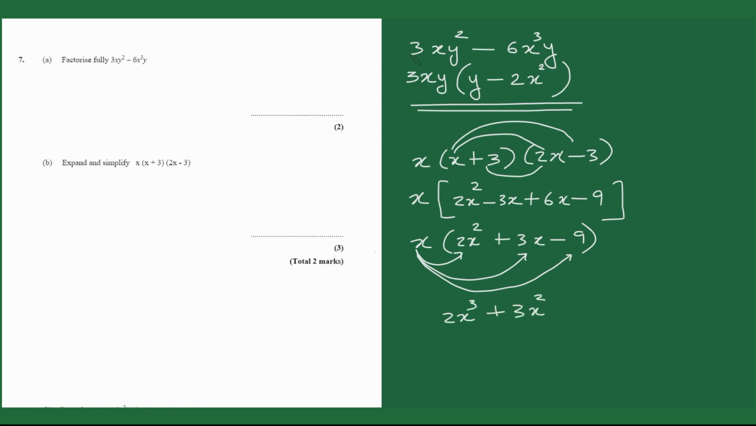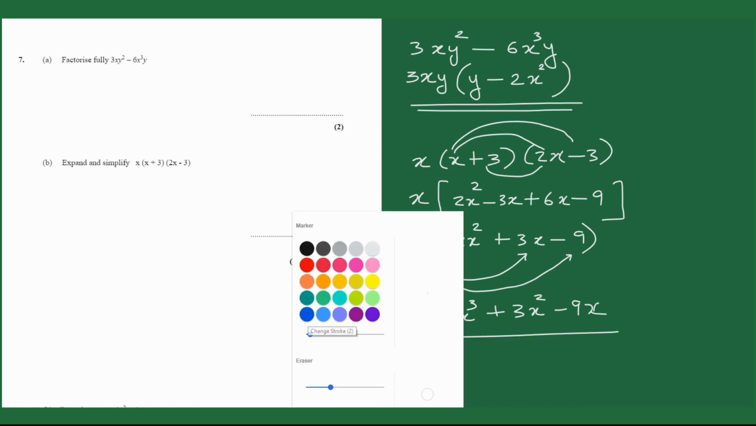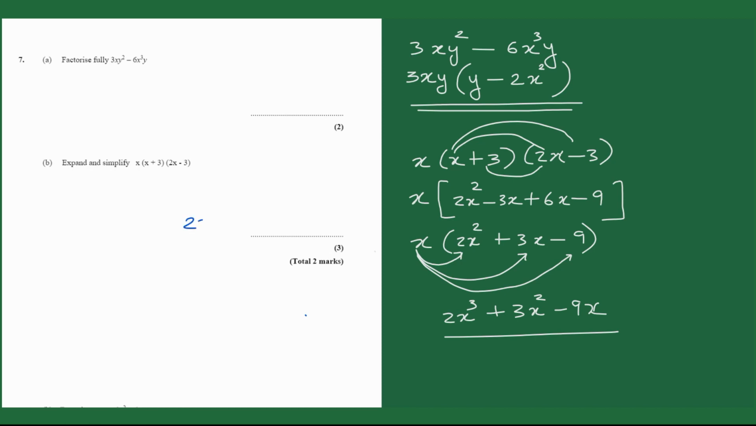x times 2x squared is 2x cubed, 3x squared minus 9x. That is our final answer. Let me write that quickly. So 2x cubed plus 3x squared minus 9x. So 3xy, y minus 2x squared is the first question's answer.